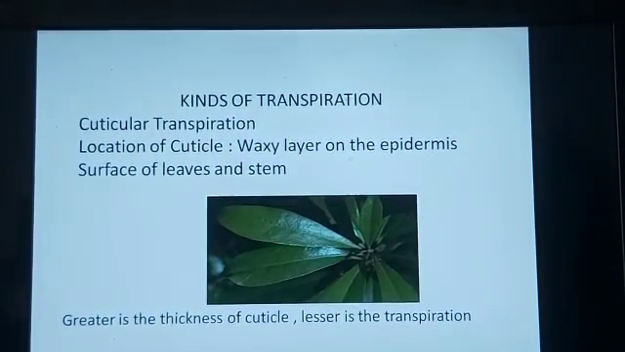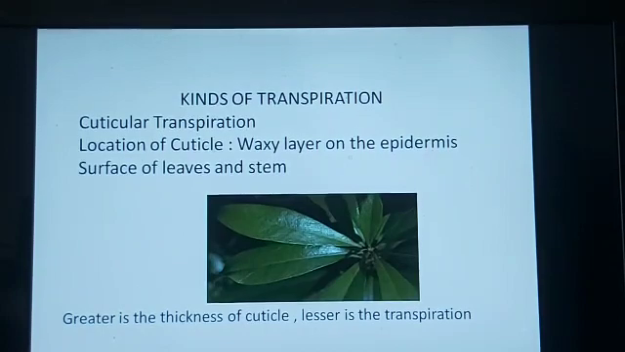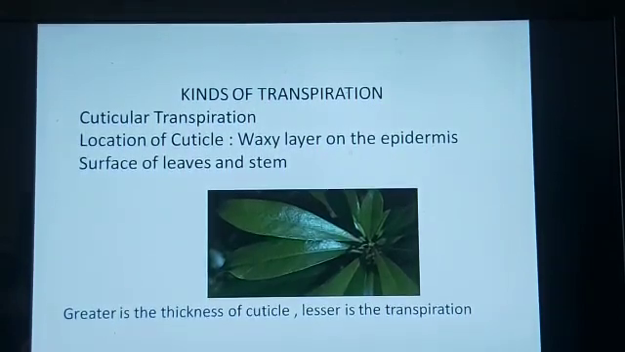So here, primarily the cuticle serves to prevent the evaporation of water from the leaf surfaces. However, in spite of cuticle being present, some evaporation does occur. Greater the thickness of the cuticle, lesser is the transpiration. That's the reason why desert plants tend to have thick cuticles so that the maximum amount of transpiration can be reduced.